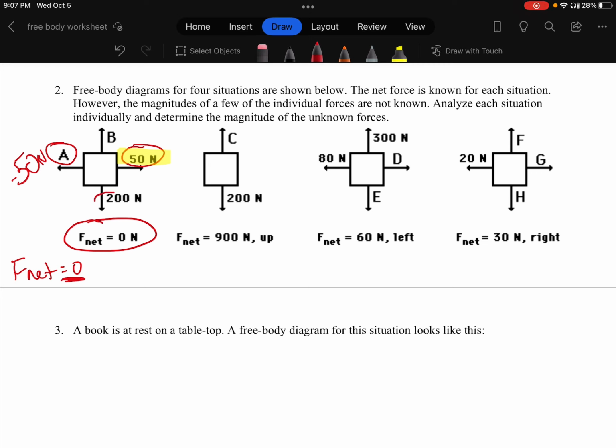Same sort of deal here. We have 200 newtons going down. We need to balance it out because we have no net force. So how do you balance 200 down? Put 200 up.